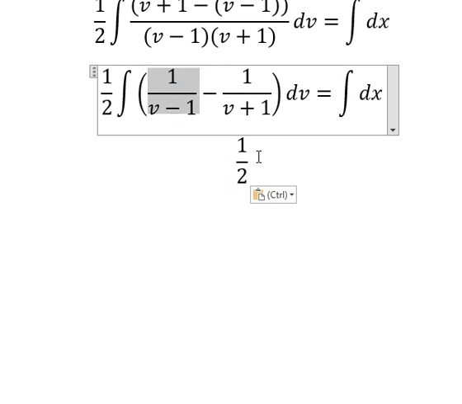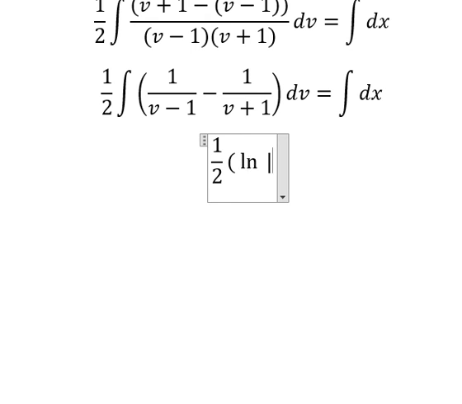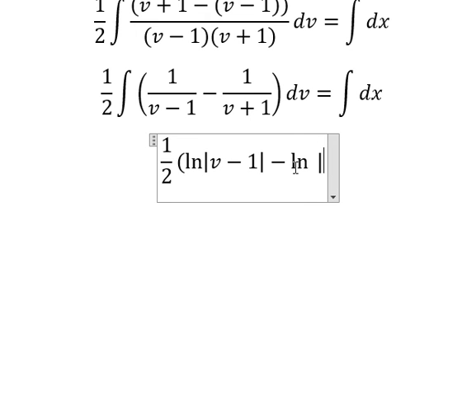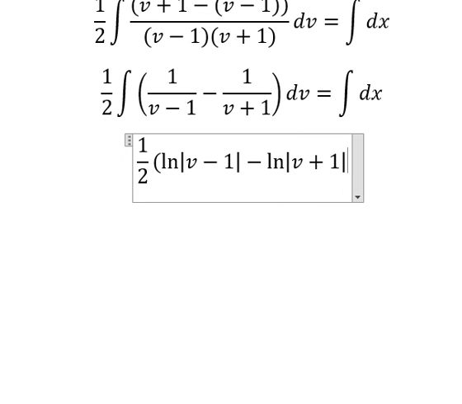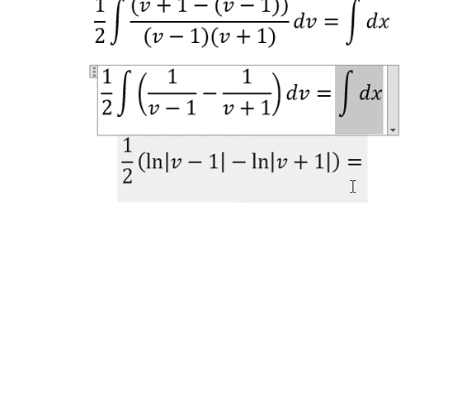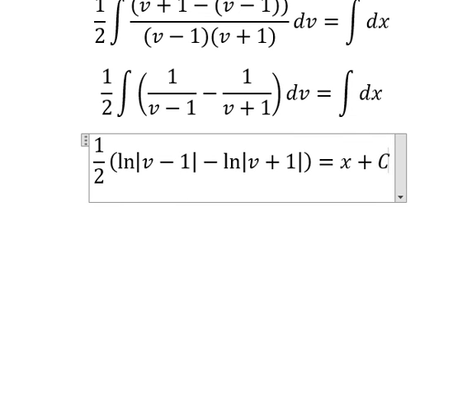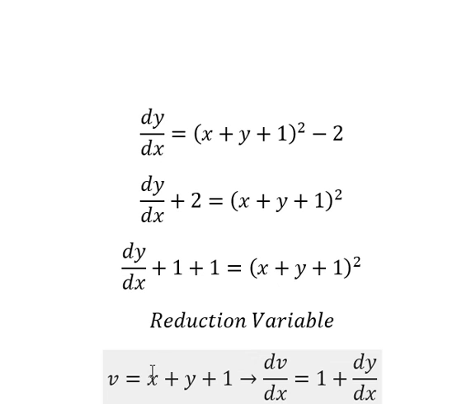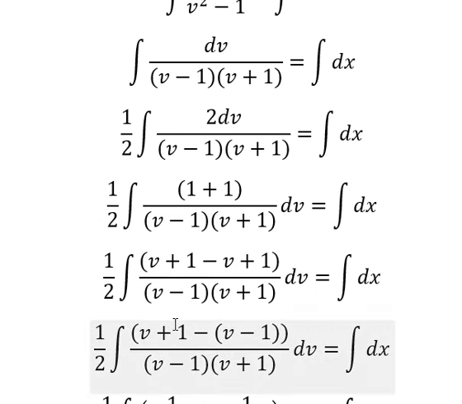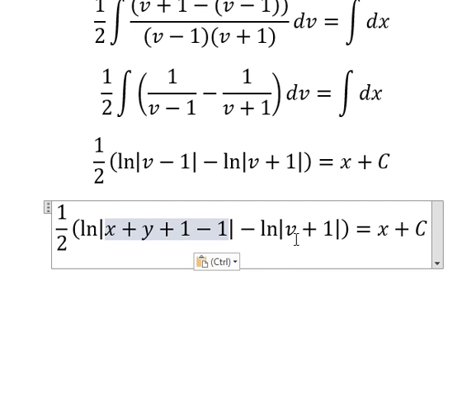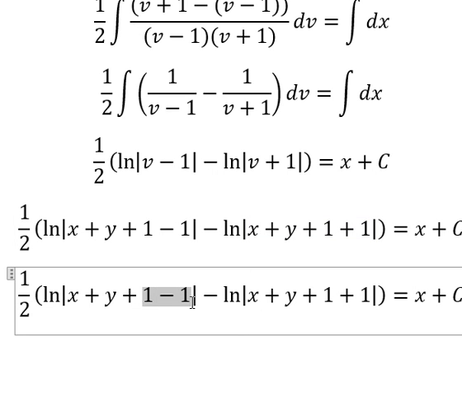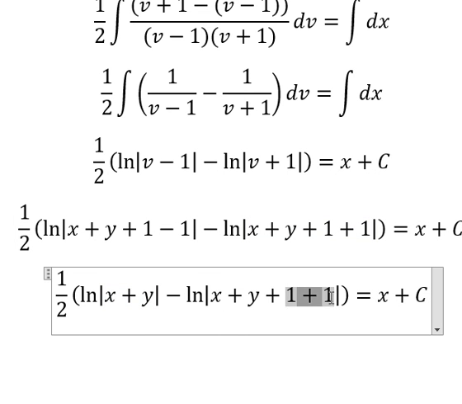The integration of this one, we have ln of the absolute value of v minus 1. The integration of this one, we have negative ln of the absolute value of v plus 1. The integration of the right side, you get x, and I will put c. About v, that is this one. So 1 minus 1 we cancel. 1 plus 1 is number 2.